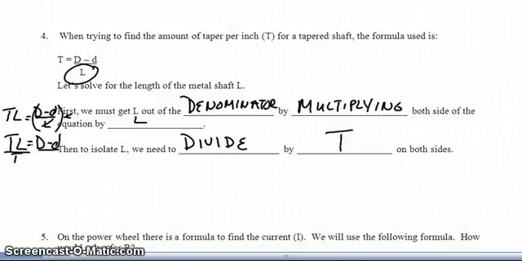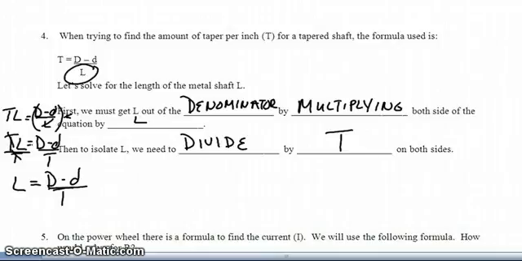So I just divide by T, divide by T. And remember, you have to do the entire side when you're dividing, not just one of the variables. T divided by T is 1, so I'm left with L equals D minus lowercase d all over T for that taper. I hope you did well.